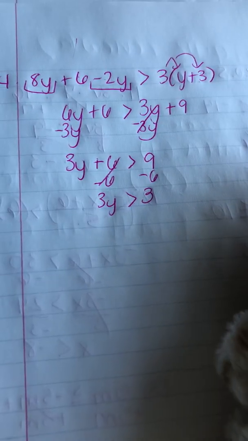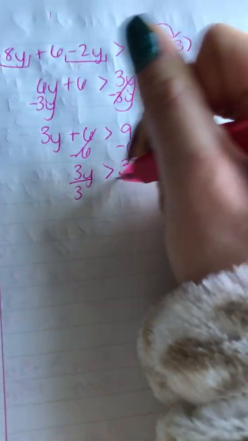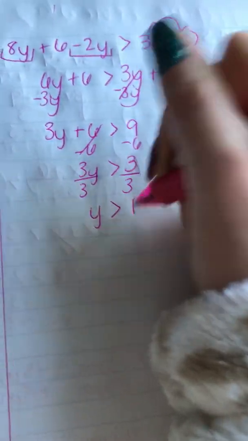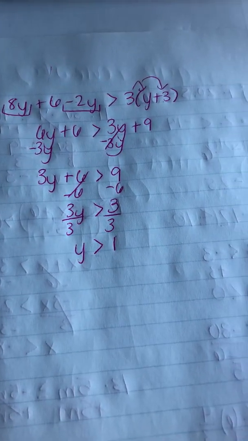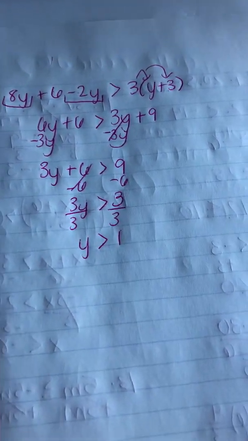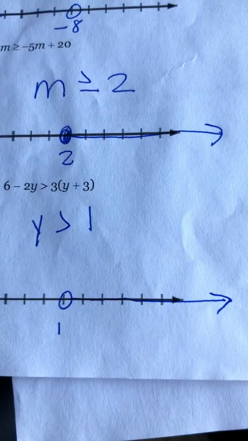I need to move that 6 over by subtracting it on both sides. That way my y is alone. 9 minus 6 is 3. Divide both sides by 3. I get y is greater than 1. So when you go to graph this, it'll be a closed circle on the 1. Or I'm sorry, an open circle on the 1 going to the right.